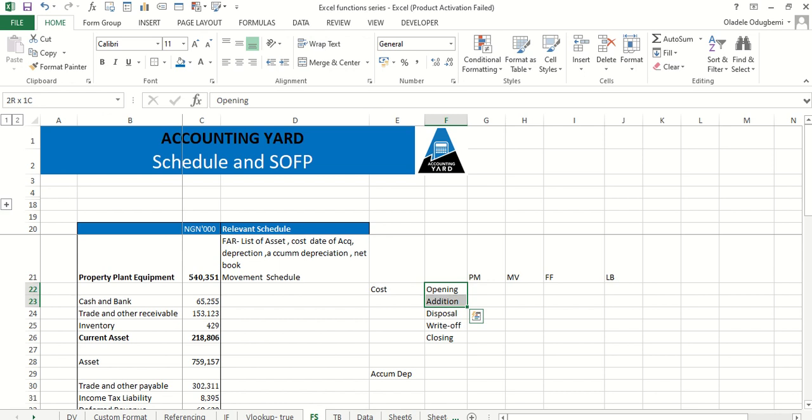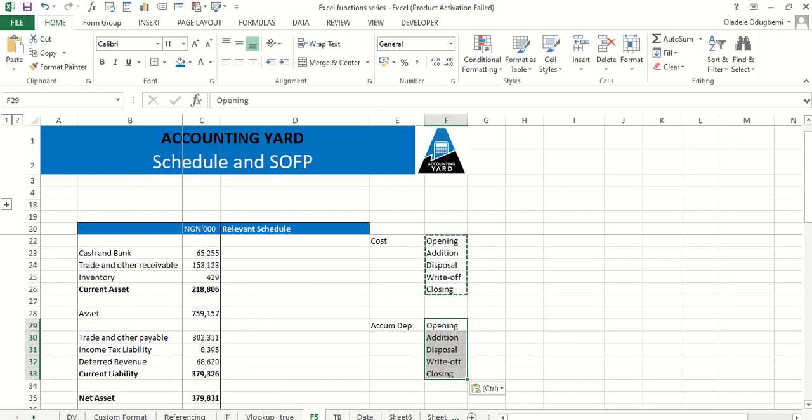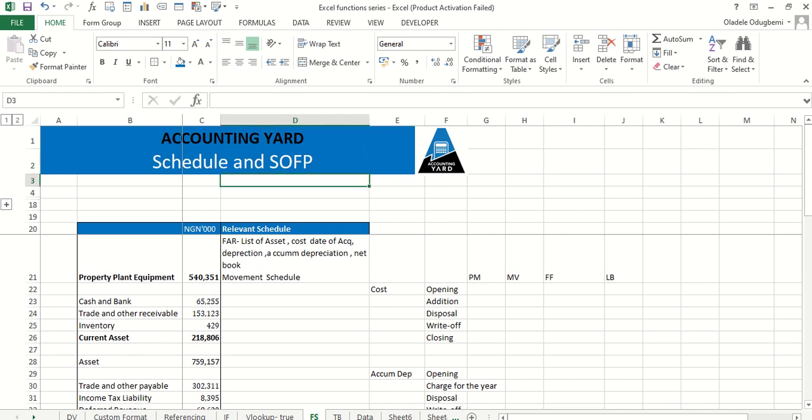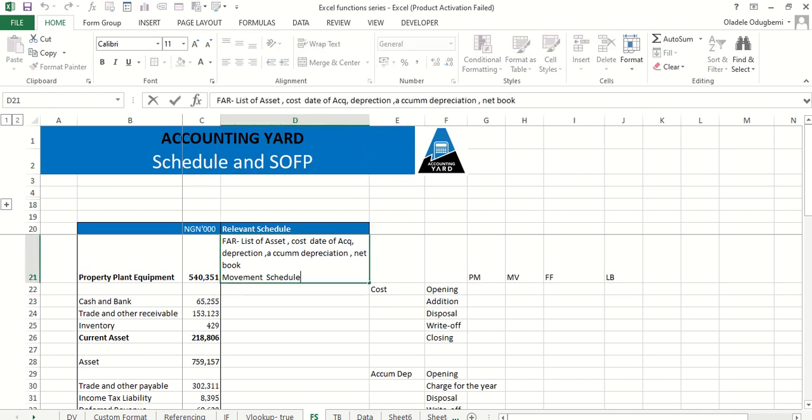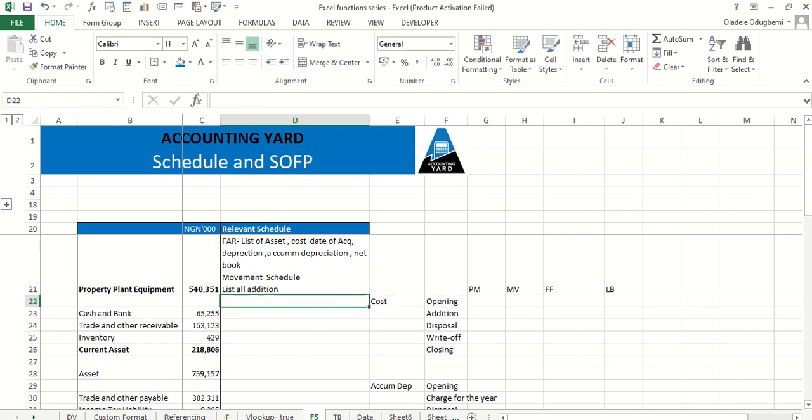You also have something similar for accumulated depreciation. The only difference here is that for accumulated depreciation, instead of addition, you have a charge for the year, which is basically your depreciation for the year. For some businesses, you may be required to list all additions in the period you are looking at. So those are three basic schedules that could give you comfort over your property, plant, and equipment.